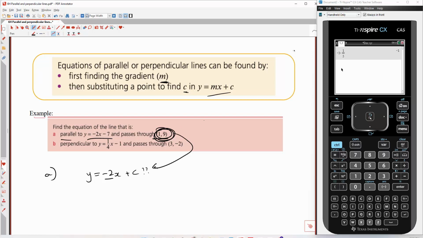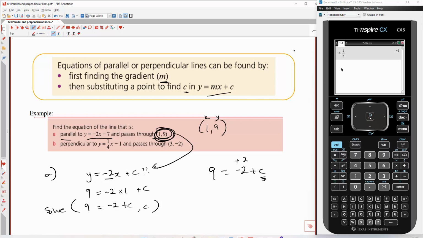Now, how do I know what to sub in? Well, our coordinate is 1, 9, and that's the x value, and that's the y value. So let's pop the y value in, which is 9, and pop the x value in, which is negative 2 times 1 plus c. That's 9 equals negative 2 plus c. Now, you could, if you wanted, solve this on the calculator for c, using the solve feature, and I'll show you that in a sec. But hopefully you can see that if I had 9 equals negative 2 plus c, to find out what c is, what you do is the opposite of this: take away 2.